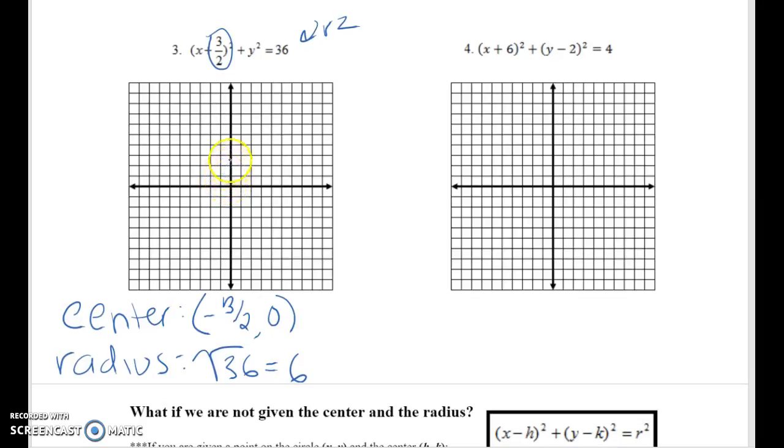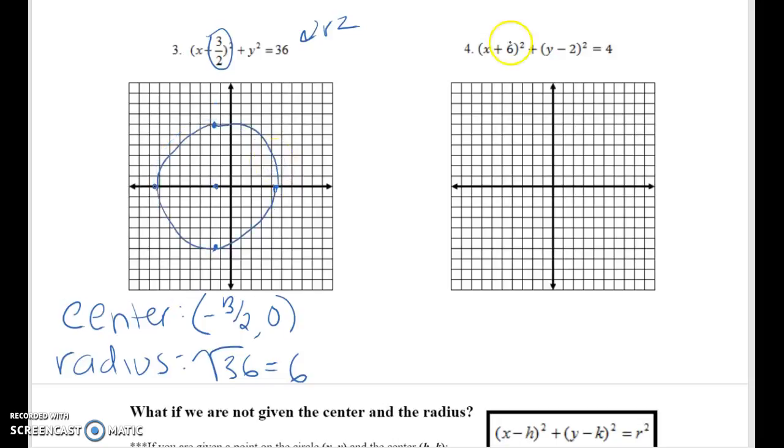So I'm on the x-axis. I'm going to go to -1.5. 1, 2, 3, 4, 5, 6. 1, 2, 3, 4, 5, 6. And I'm going to count 6 in each direction. So again, once you've counted 6 in each direction, connect them as best you can. It's a little bit off there.